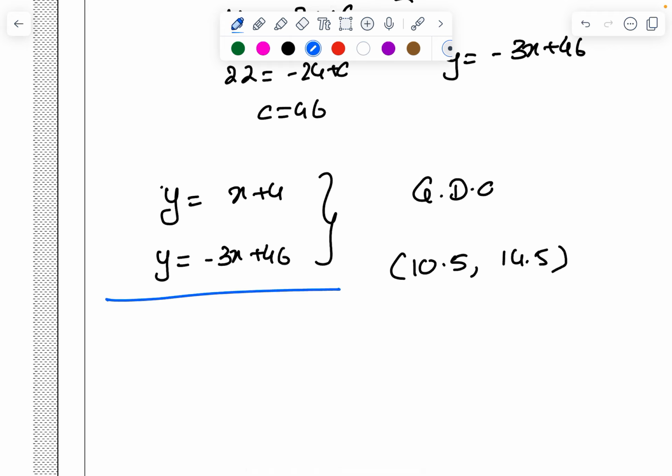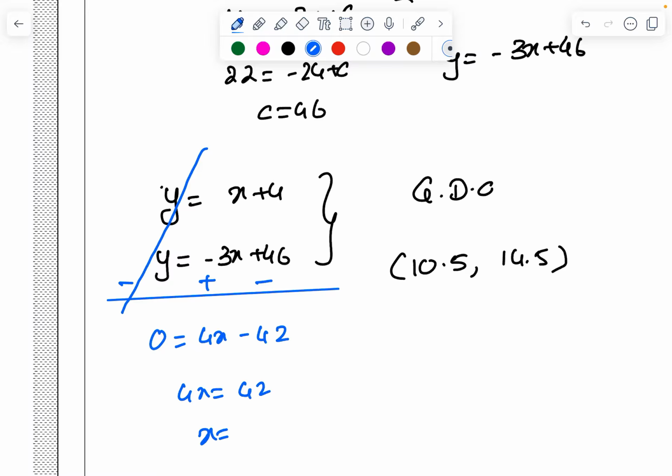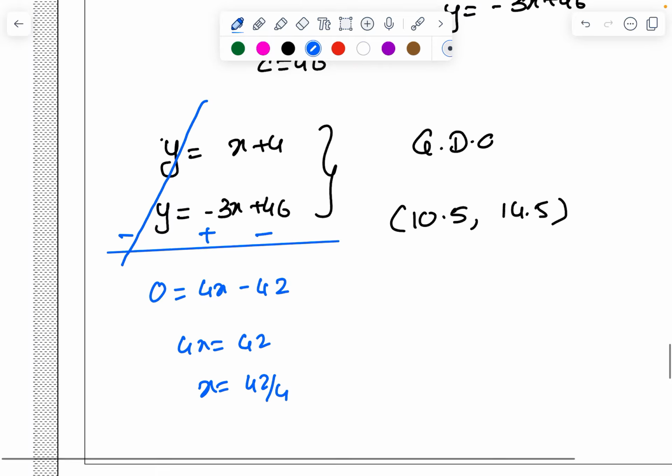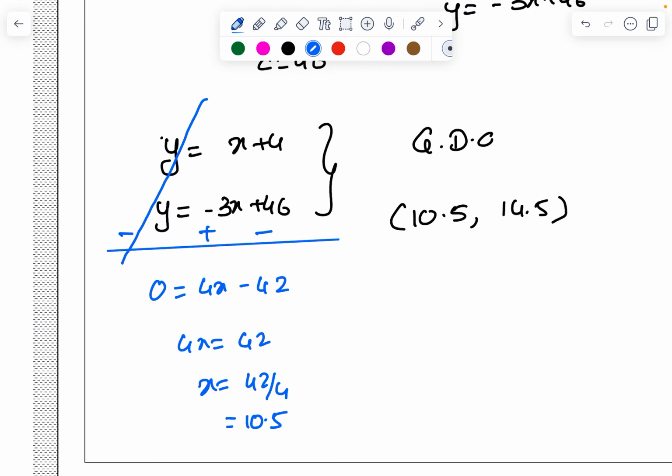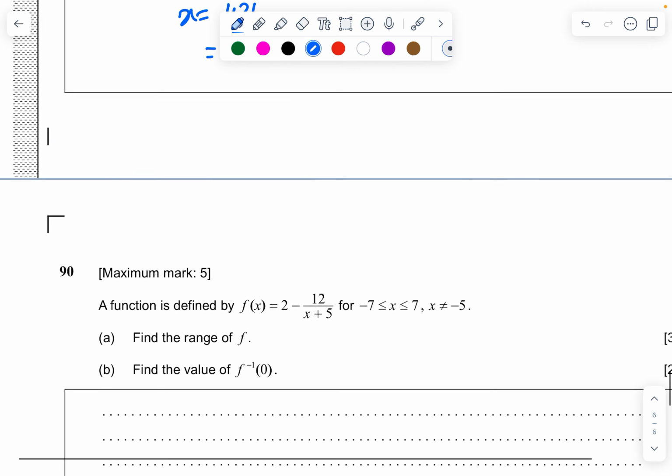If you don't want to do it by that method, you can subtract both the equations, and y gets cancelled. 0 equals 4x minus 42. 4x equals 42. x equals 42 upon 4, which is going to be 10.5. Substitute x equals 10.5 over here. So y equals 10.5 plus 4. So y equals 14.5. Either use GDC or this method.